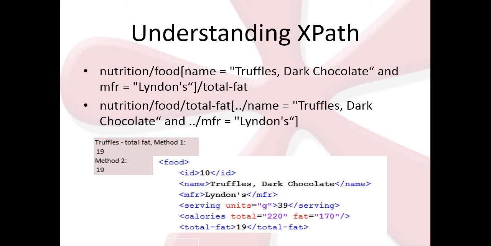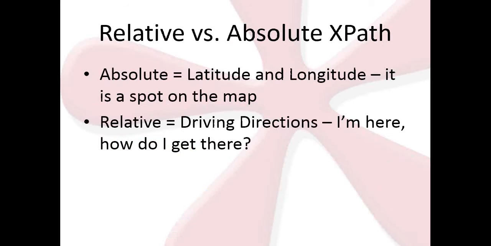So relative versus absolute XPath, again, this is an explanation that works for me. If the metaphor doesn't work for you, that's okay. I encourage you to explore one that does. But what works for me is I think about absolute XPath as being like lat-long. It's a spot on the map. It's the grocery store. It's the library. The library doesn't move. The grocery store doesn't move. They're just these spots on the map. And so an absolute XPath is that one and that one and that one.